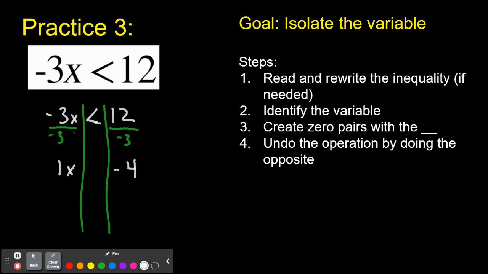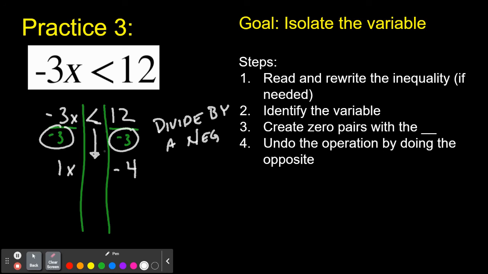So now, remember, since I divided by a negative -3, I need to flip this inequality symbol. So it goes the other way. Flip the inequality. So we end up with x is greater than -4.